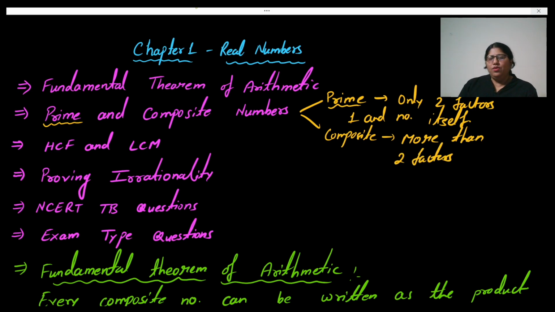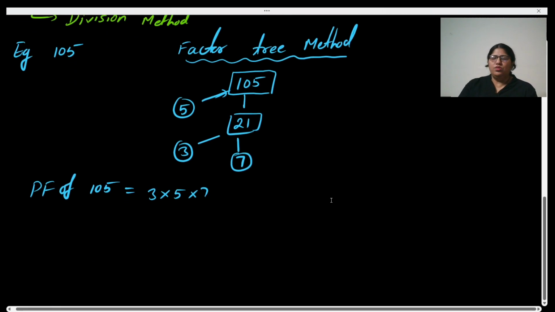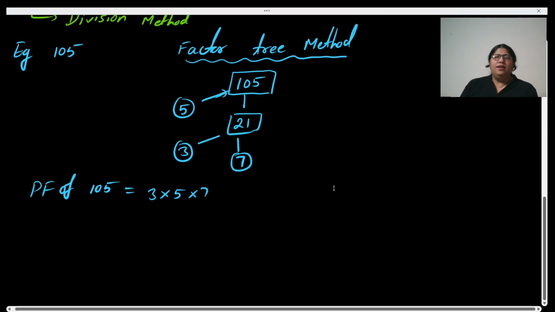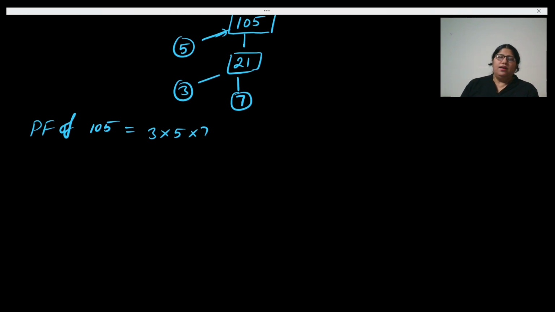Okay, so how are we doing it here? We can do the prime factorization of all composite numbers. And what are the methods? It is the factor tree method. I have done it here, prime factorization. Let us take another number and see how we use the division method to do the prime factorization. So the second method, we know, is the division method.